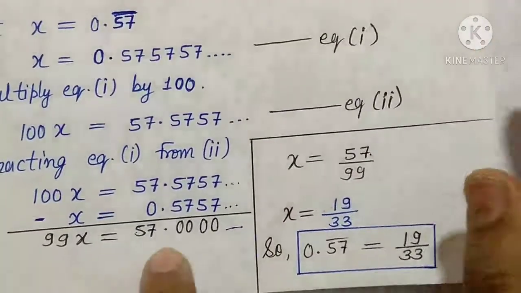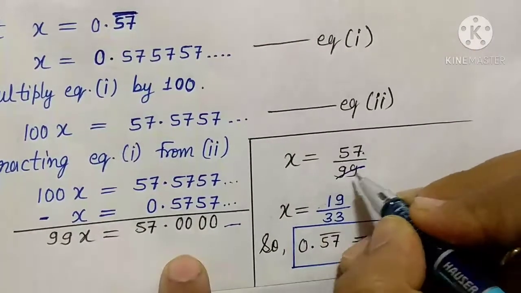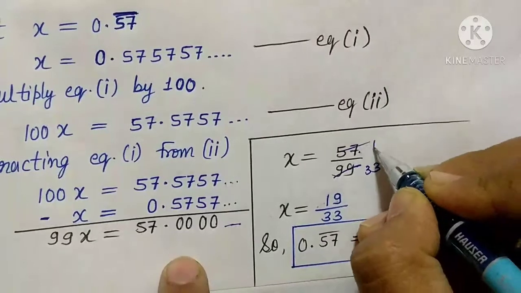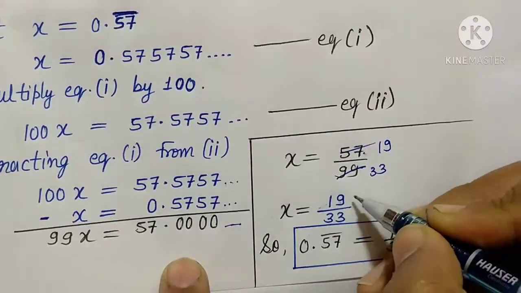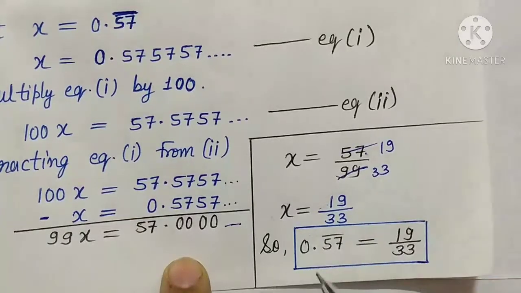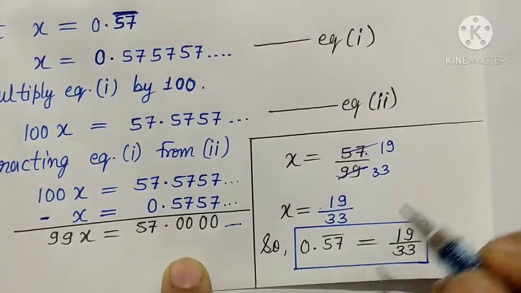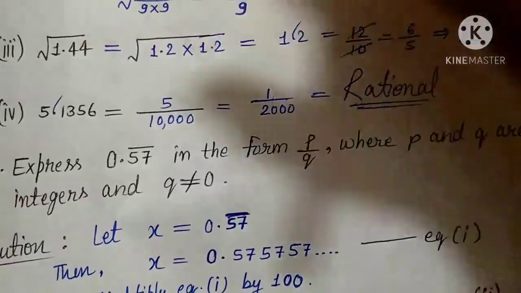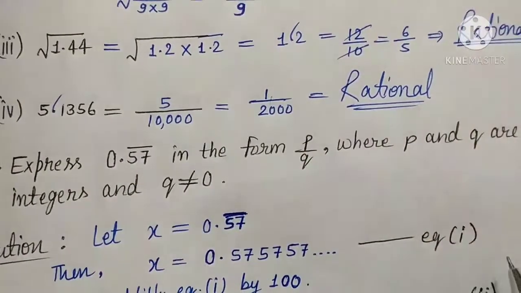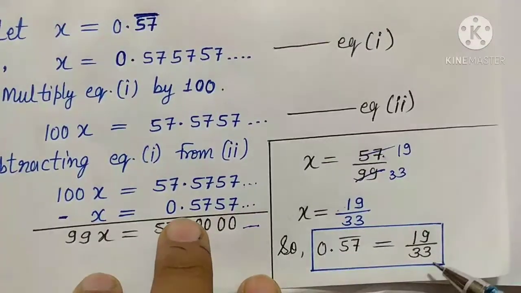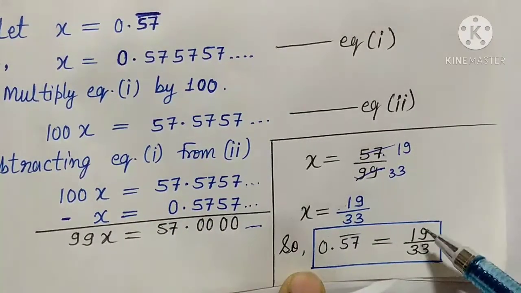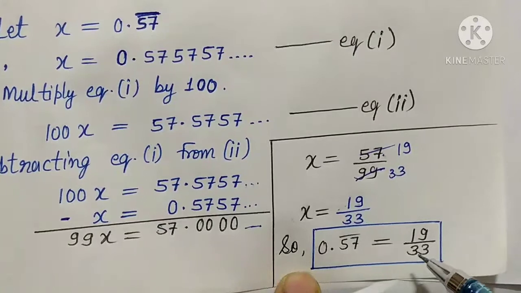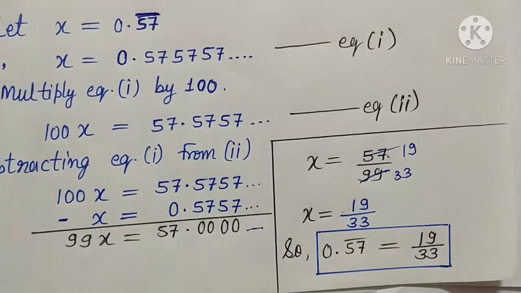Now if you want to simplify it, we can divide by 3. 3 times 1 is 3, 3 times 9 is 27. So it is 19 upon 33, which is our rational number. So we have expressed 0.57 bar in the form P upon Q, where Q is 33, which is not equal to 0, and both are integers. So here we have solved our question.